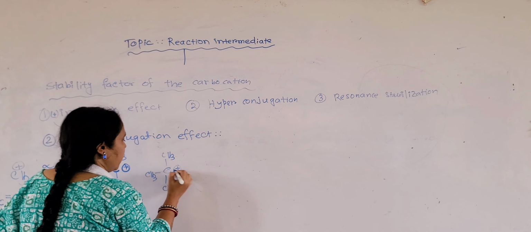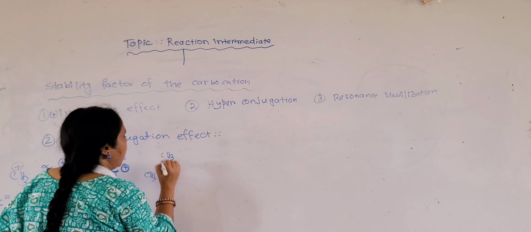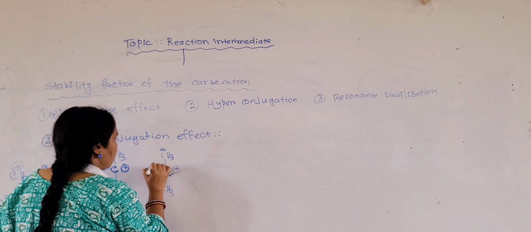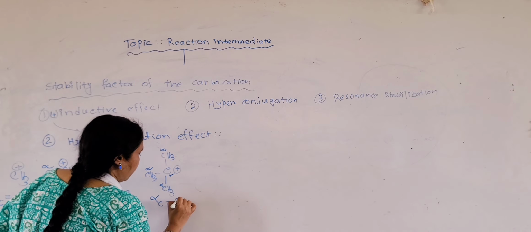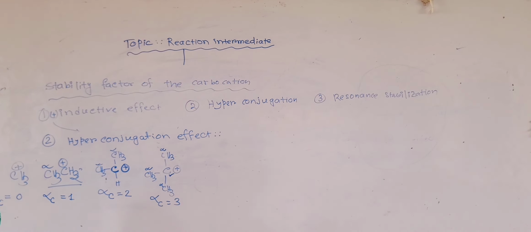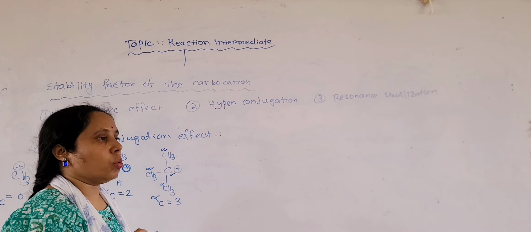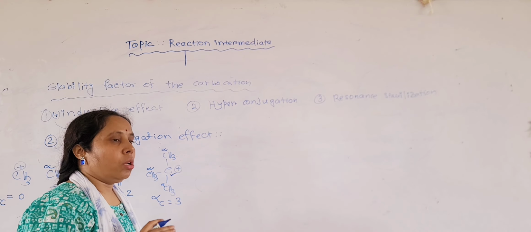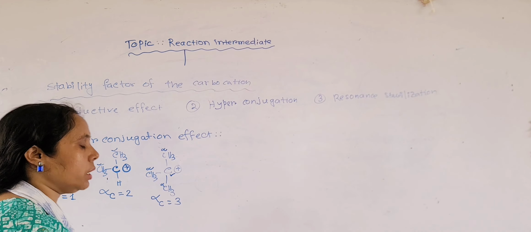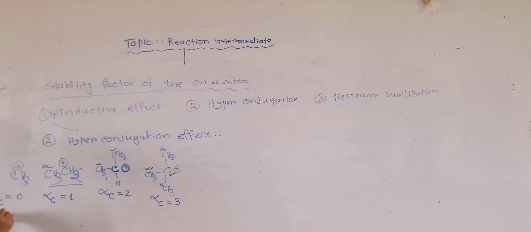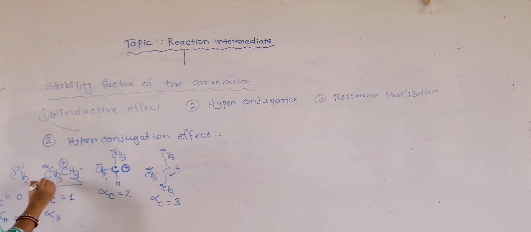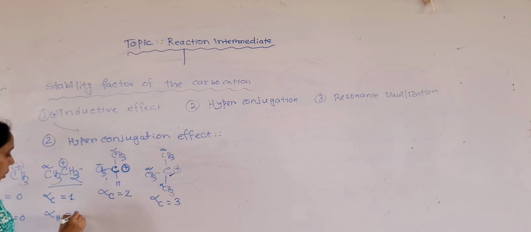Now for this one, this is your functional group, and this is your alpha carbon, this is your alpha carbon, this is your alpha carbon. So here the alpha carbon count is 3. Hydrogen attached to alpha carbon is known as alpha hydrogen. Here no alpha carbon is there, so alpha hydrogen is 0. Here there is only one alpha carbon, but it is attached to 3 hydrogens, so alpha hydrogen is 3.